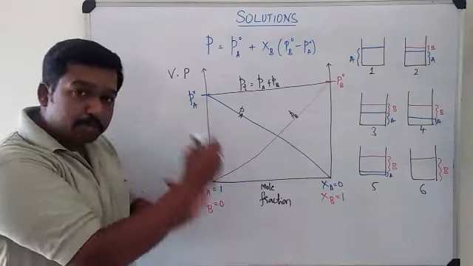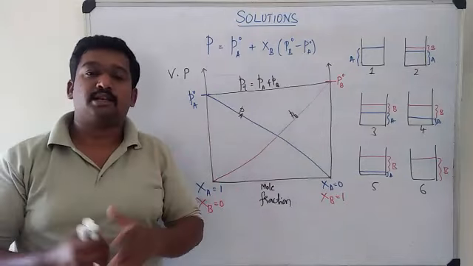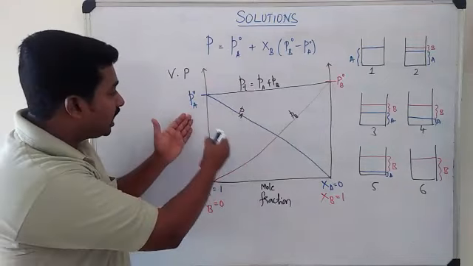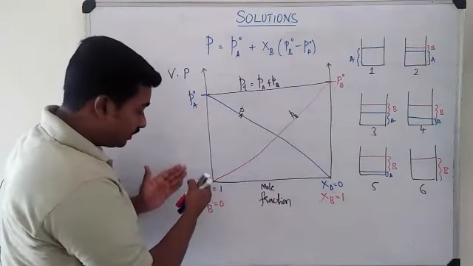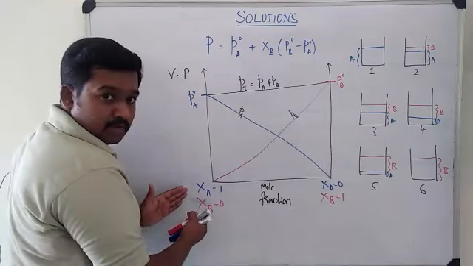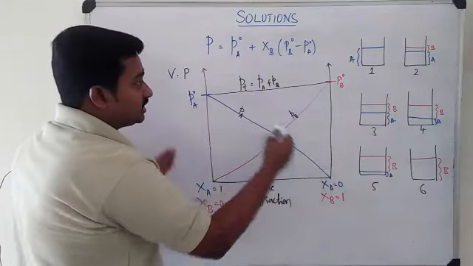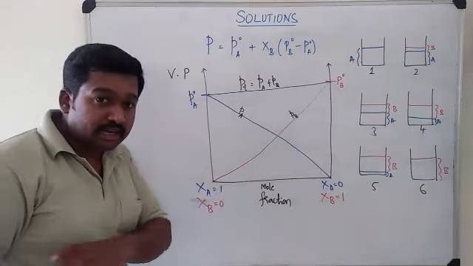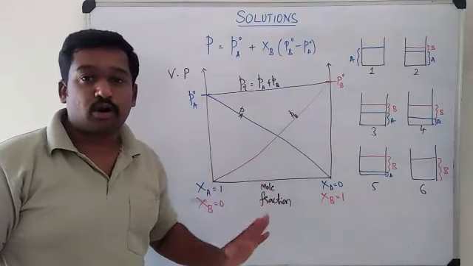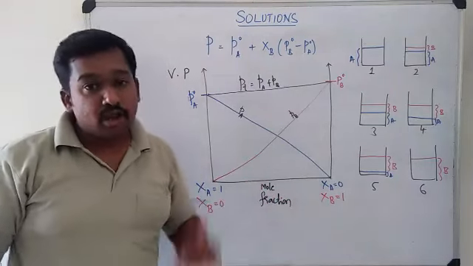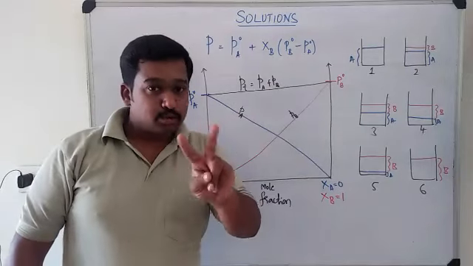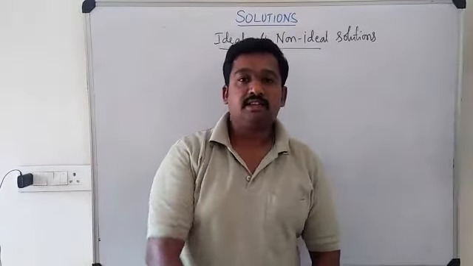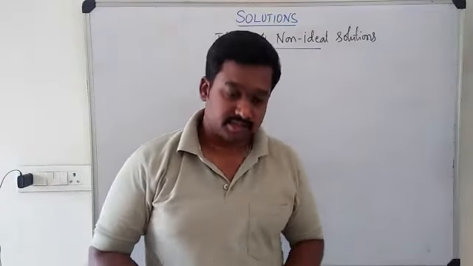Based on this property, we classify the binary solutions into 2 categories. One is ideal solutions. They obey Raoult's law over the entire composition from 0 to 1, from 1 to 0. Such a solution mixture is an ideal solution. If they deviate from this, they are called non-ideal solutions. Under non-ideal again, we have 2 types, and those 2 types we will see in a moment. Now let's see what are ideal and non-ideal solutions.